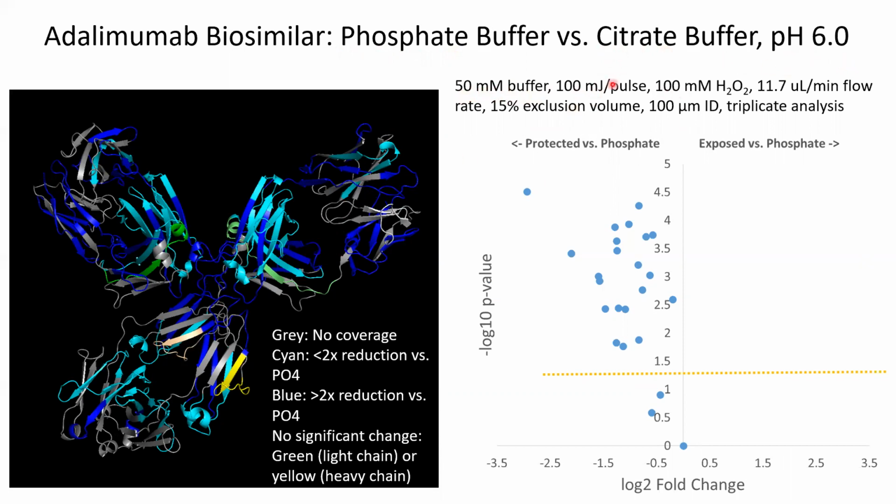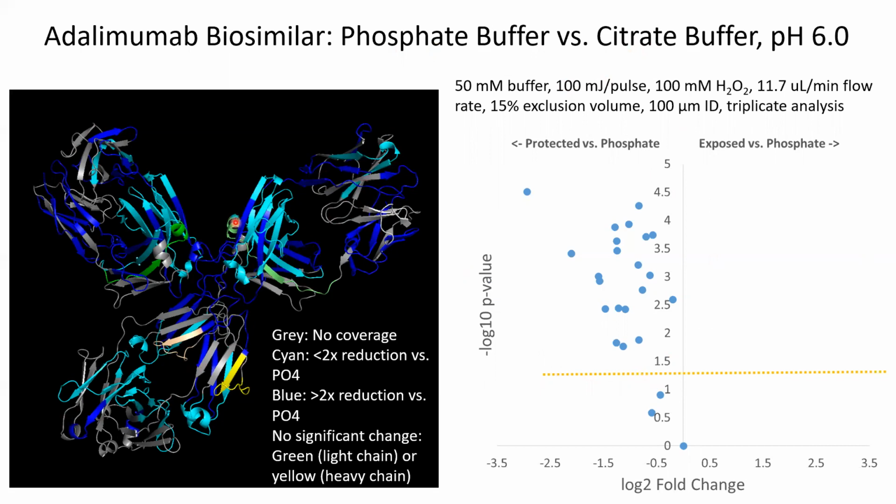We perform the same experiment under identical optical conditions, so 100 millijoules per pulse, 100 millimolar hydrogen peroxide. Everything is the same as far as the FPOP. The only difference is sodium phosphate buffer versus sodium citrate buffer. When we perform this experiment, we measure the amount of oxidation of various peptides on the adalimumab biosimilar. What we see is that the sodium citrate sample shows considerably less oxidation all across the protein.